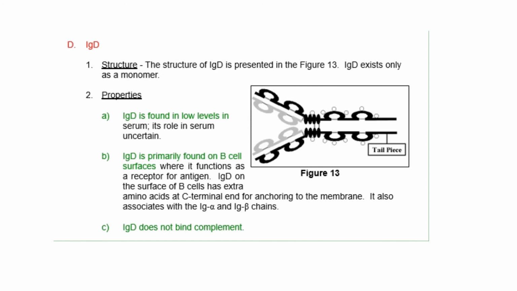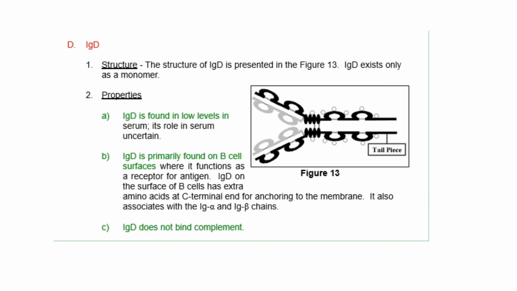IgD is found at low levels in serum. Its role in serum is uncertain. It is primarily found on the B cell surface, where it functions as a receptor for antigen recognition. IgD on the surface of B cells has an extra amino acid at the C terminal end for anchoring to the membrane.